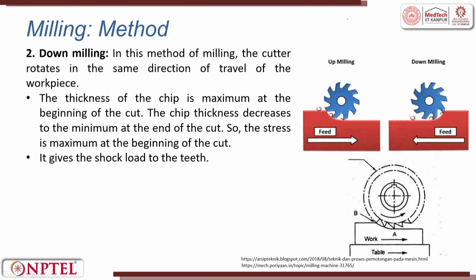When we go for down milling, it is the opposite. The entry chip thickness will be very large and the exit will be very small. Here every time the tool undergoes an impact load and then it starts cutting. In this method of milling, the cutter rotates in the same direction as the travel of the workpiece. So it travels like this and the cutter also moves like this. The thickness of the chip is maximum at the beginning and it decreases as it goes. There is a lot of load on the cutter in down milling operation. These both hold good for horizontal milling.